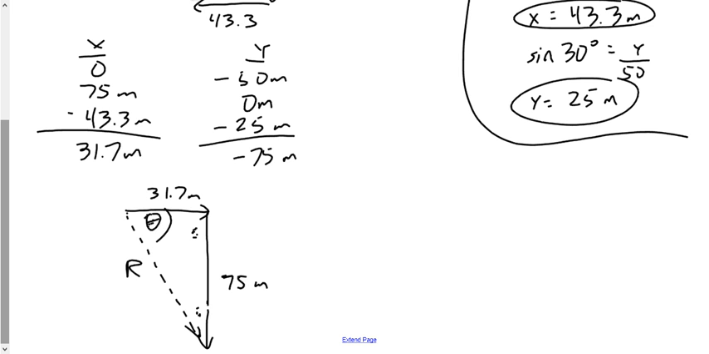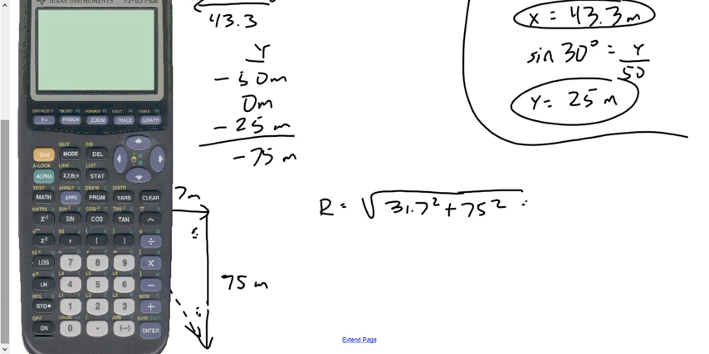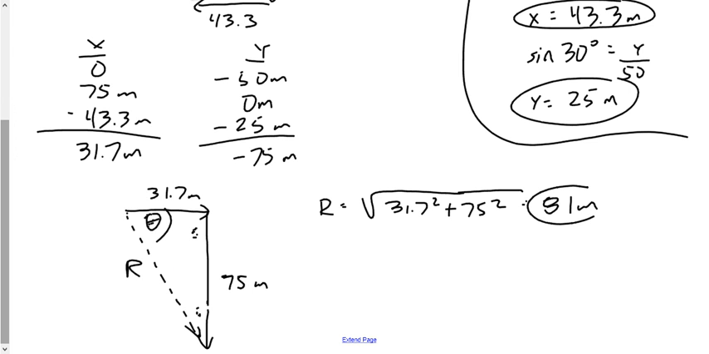All right, let's solve for r now. It's the square root of 31.7 squared plus 75 squared. Notice I didn't even put the negative in for the 75 here. Doing the Pythagorean theorem, just drop the negatives. We get an answer there of 81 meters. That's the magnitude of the resultant vector. Theta is going to be the inverse tan function of opposite over adjacent, 75 over 31.7.